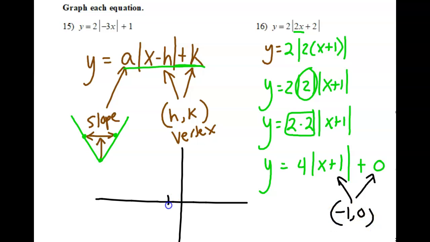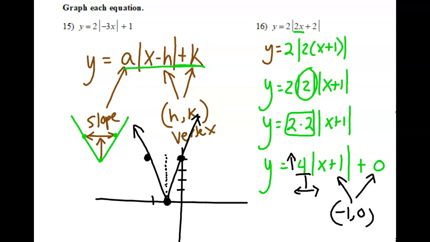So I'm going to go left 1 and put a dot. Now my slope is 4 over 1. So that means I'm going to go up 4, and then I go left 1 and right 1. And that gives me 3 dots. And then I'm going to connect those 3 dots with my V shape, and there we have it. That's the graph of the absolute value function.